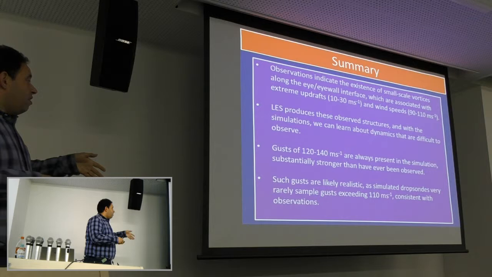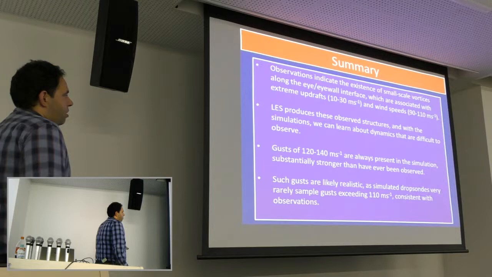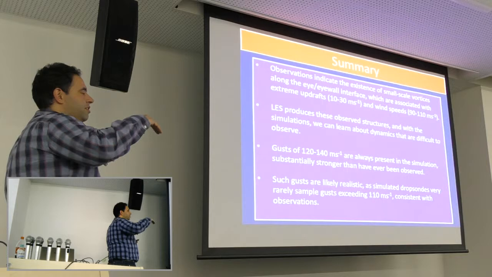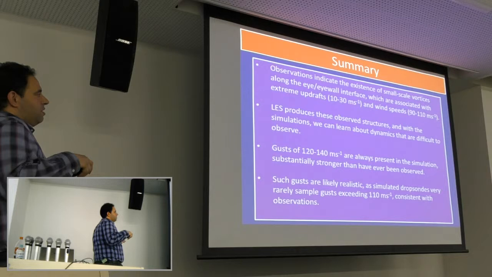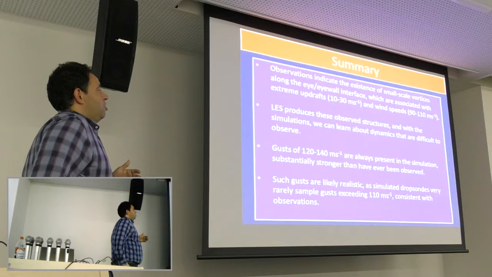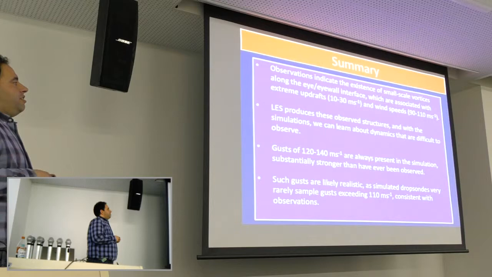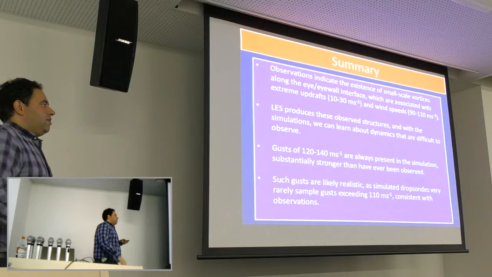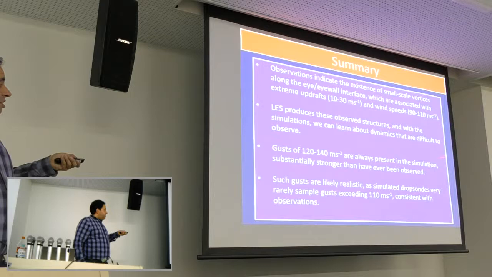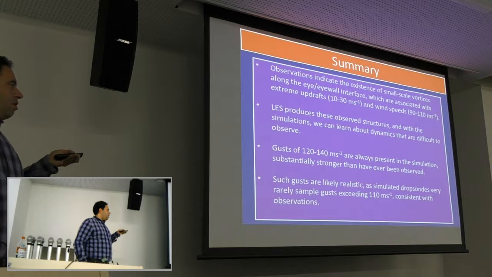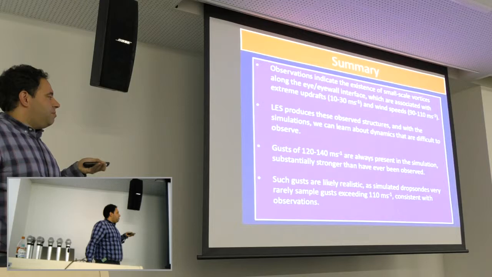But I also talked about how the observations indicate the existence of small scale vortices that live along the interface of the eye and the eyewall. And these tend to be associated with extreme updrafts on the order of 10 to 30 meters per second at low levels, and wind speeds of 90 to 110 meters per second in the observations. And large eddy simulations produce what we think are these observed structures. And from the simulations, we can learn more about the dynamics that are very difficult to observe. And like I said, in the simulation, gusts of 120 to 140 meters per second are always present. This is substantially stronger than what has ever been observed. But I think these gusts are probably realistic, because the simulated dropsondes very rarely sample gusts greater than 110 meters per second, which is consistent with the observations.